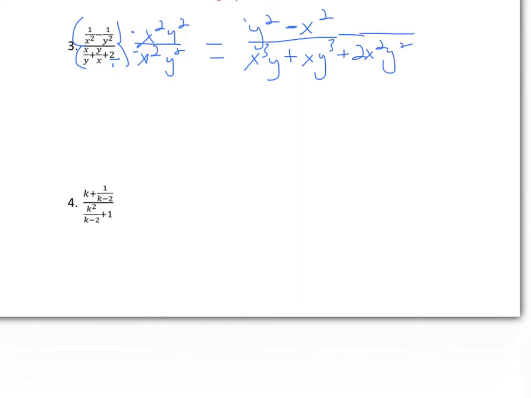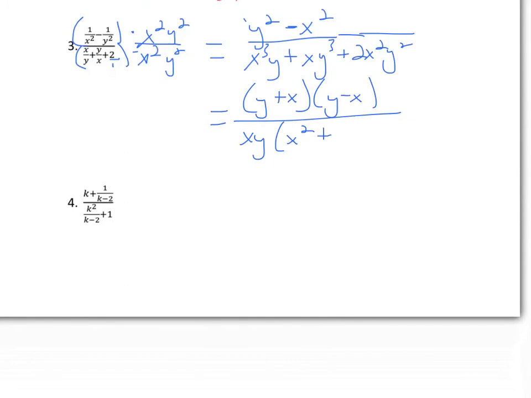All right. Now, we got to see if we can factor this, any of these, okay? So the top is obviously a difference of 2 squares, so we can factor that to y plus x, y minus x. And on bottom, all right, we got to start with grouping. So we can group out an xy, and we'll be left with x squared plus 2xy plus y squared. Okay, now x squared plus 2xy plus y squared is actually a perfect square. Okay, so you could factor that further.